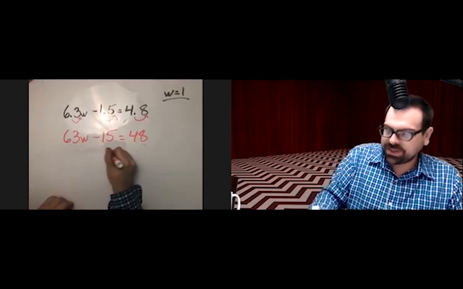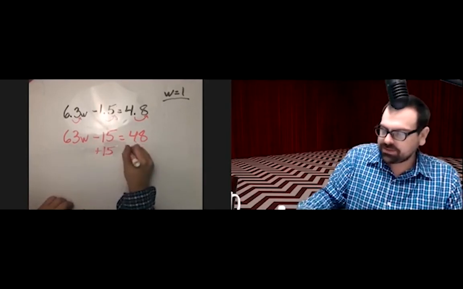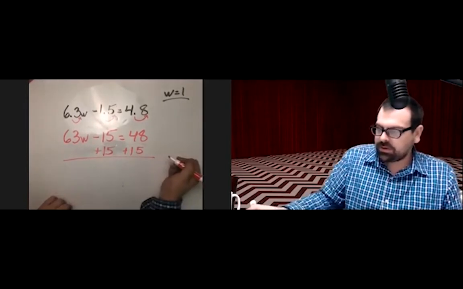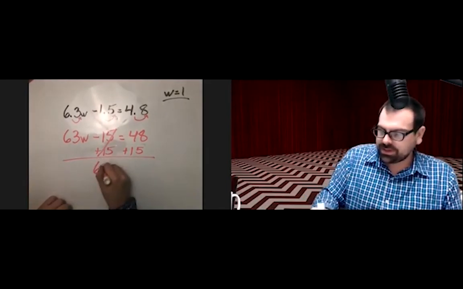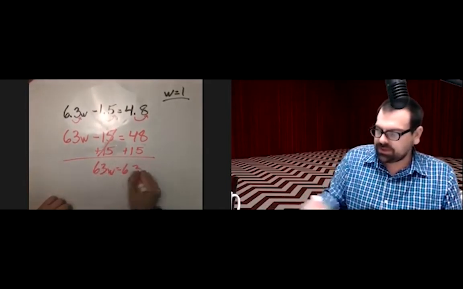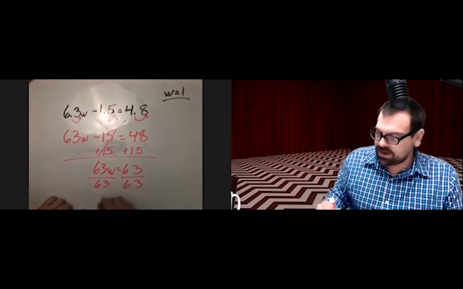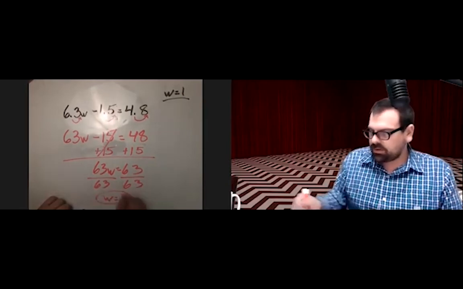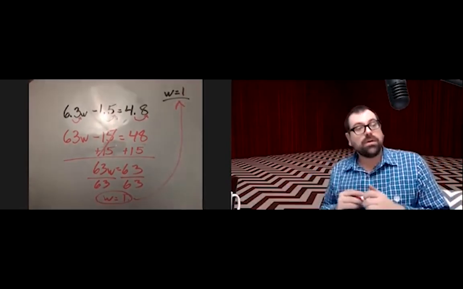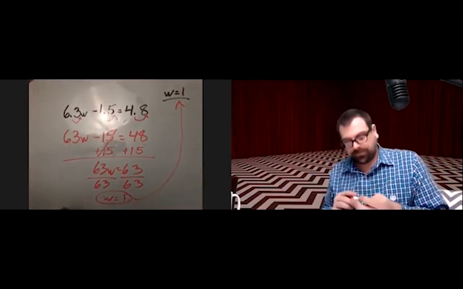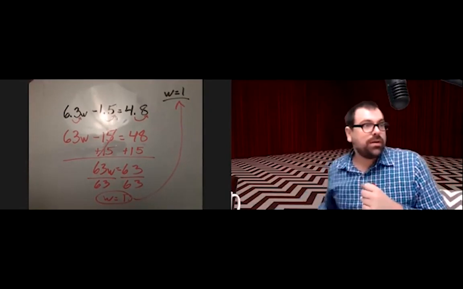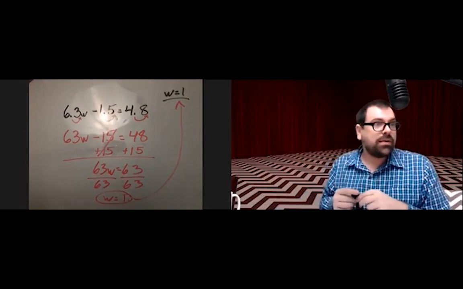Add 15 to both sides. No decimals to worry about. 63w equals 63. Divide both sides by 63. No decimal to worry about. w equals 1. So more practice here.